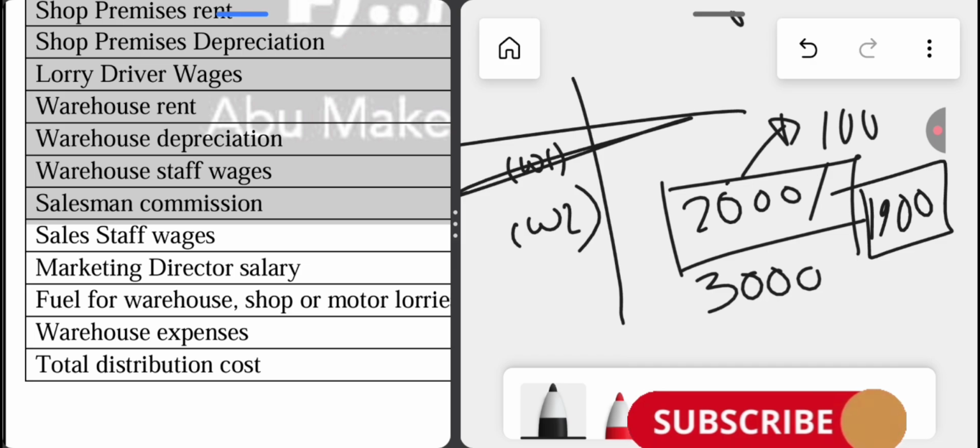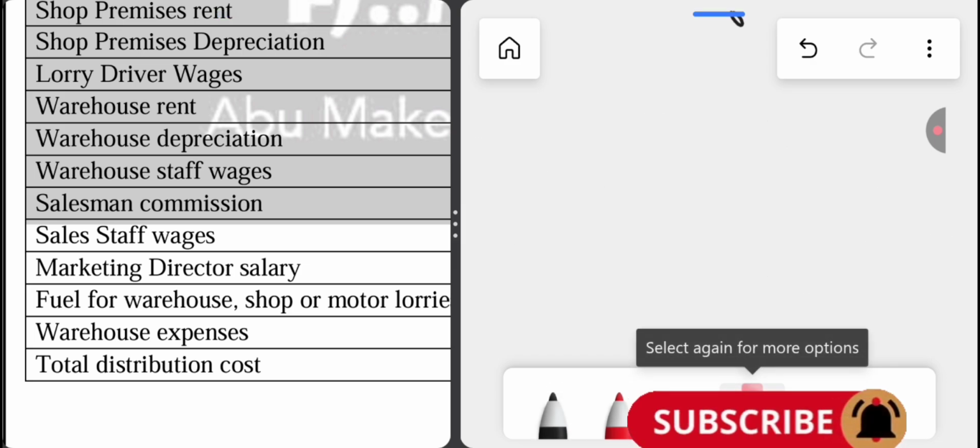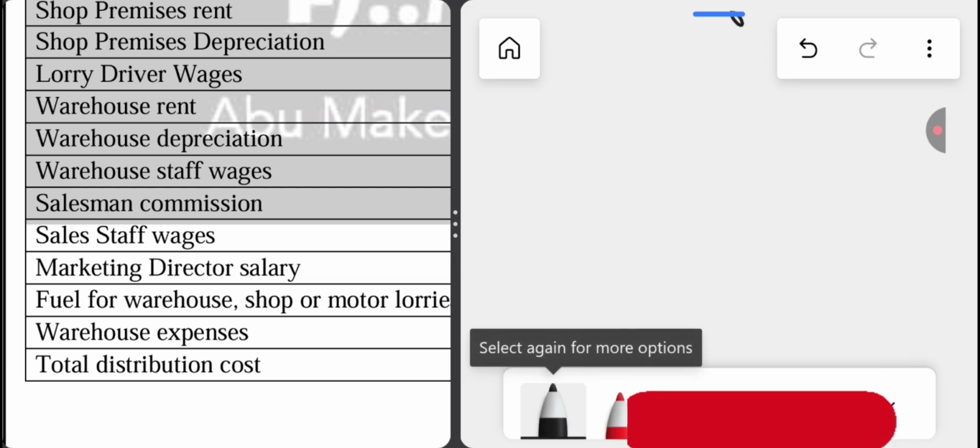Now come to the point, salesman commission. Salesman commission, or commission on sales, is given to salesmen from the revenue of products or services. It is usually given to motivate them to work efficiently and to sell more products. It is a monetary method of motivating your salesmen or your staff.